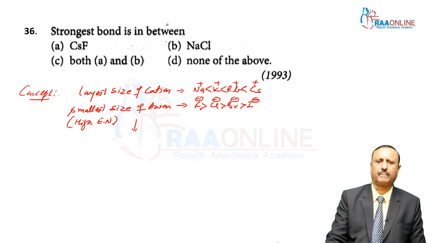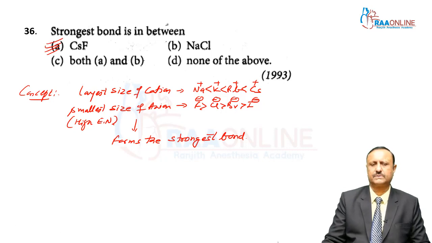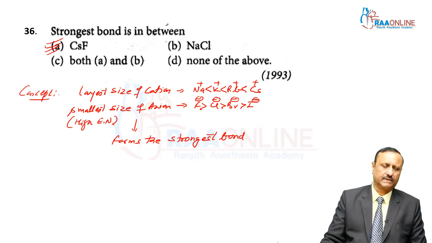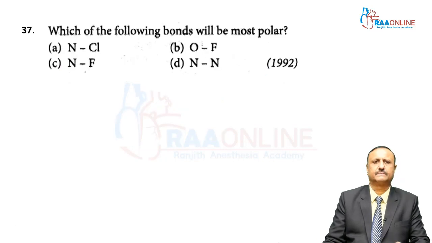This forms the strongest bond. So my dear friends, you can see here CsF, cesium fluoride, forms the strongest bond compared to NaCl. So my dear friends, for question number 36, you go with answer A, because cesium is larger in size while fluoride is small in size. Now we can go to question number 37.